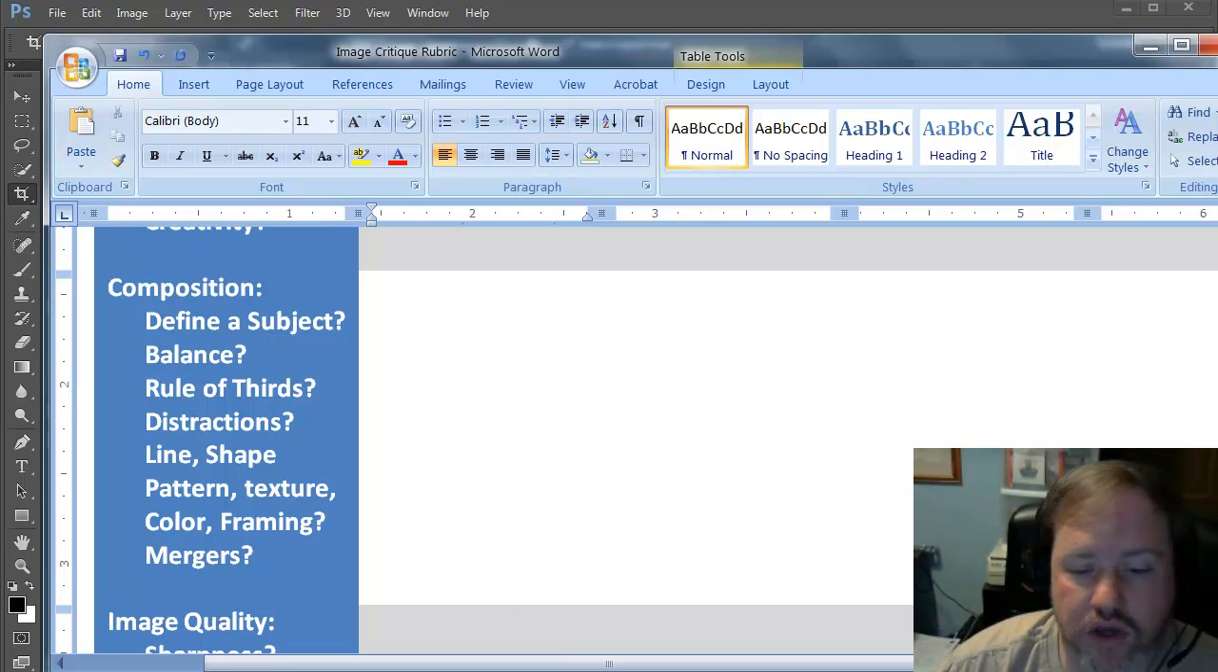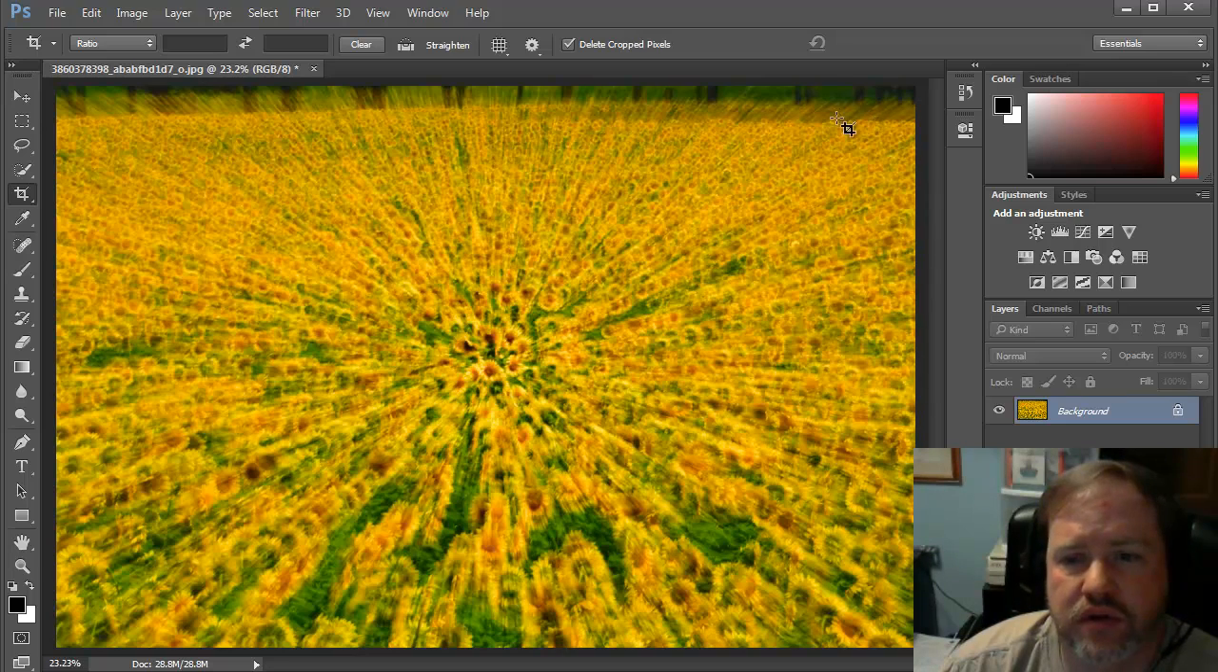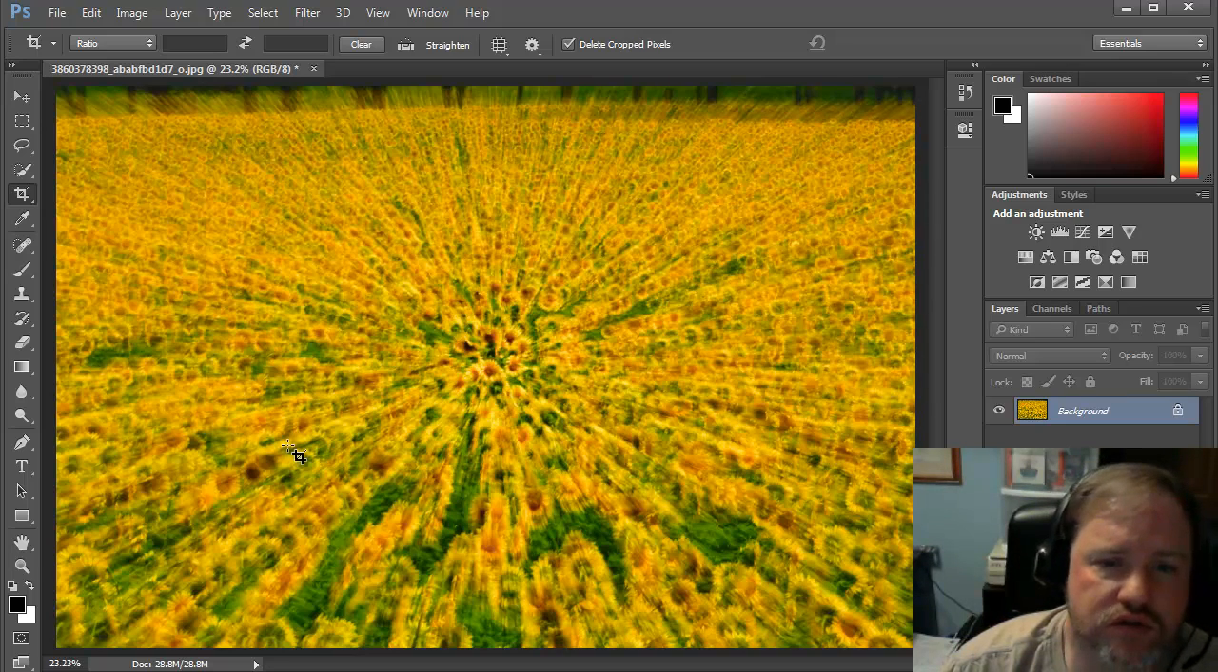Distractions. Are there any distractions in the image? Well, no, it's pretty much just a field of sunflowers. It's just the way they were with the blur. There are possibly some trees or something up here, but they're dark and out of the way. I don't think they really distract from the image at all.